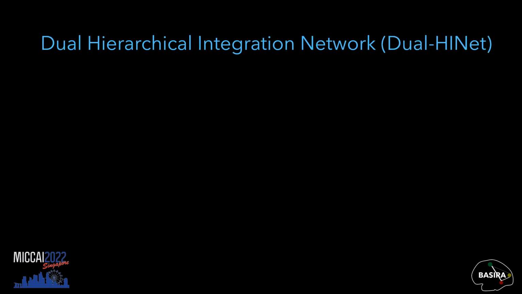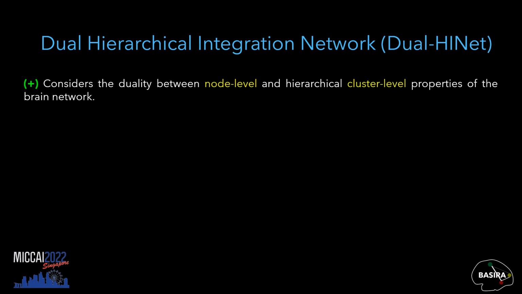To overcome such limitations, we propose Dual Hierarchical Integration Network, Dual-HINet in short. Dual-HINet is a novel graph neural network architecture for integrating a brain multigraph population into a CBT that considers the duality of node-level and hierarchical cluster-level connectivities of the brain network.